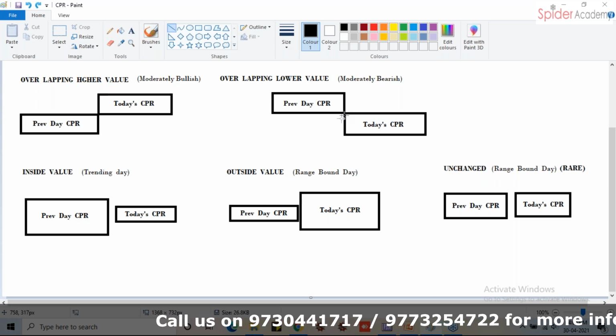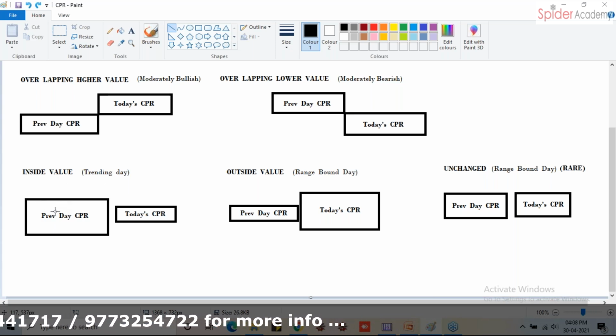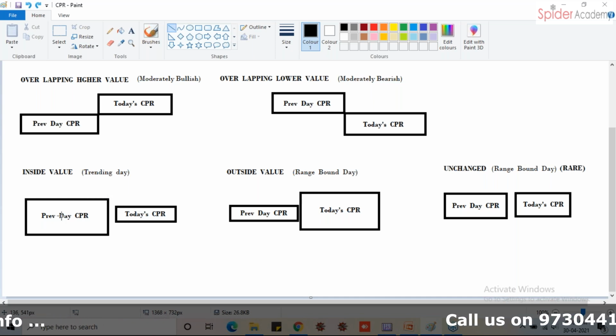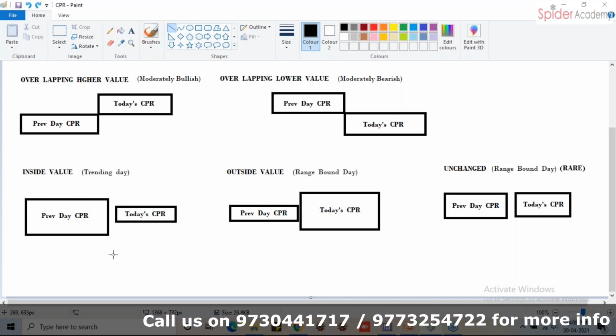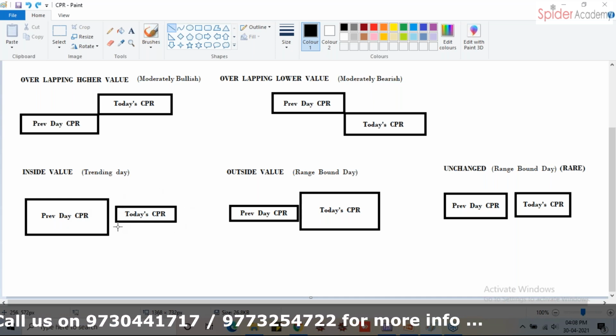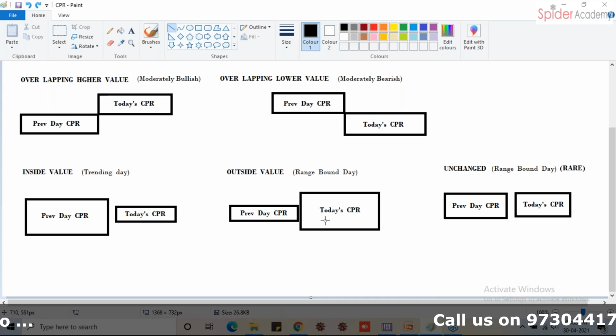After that, we come to the next relationship, that is the inside value. What does this mean? It means that today's CPR is inside the previous day's CPR, and this particular type tells us that this particular day will be a trending day. Next we have outside value. Here we can see today's CPR is engulfing the previous day's CPR.